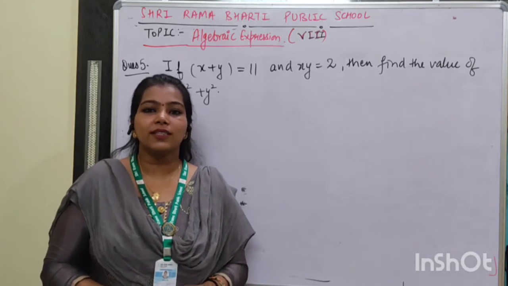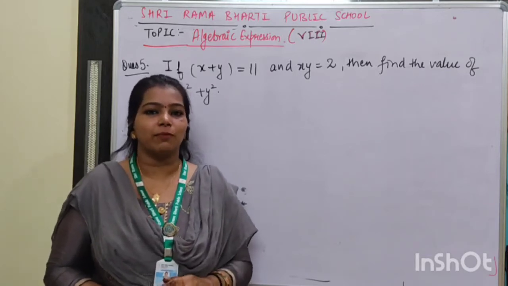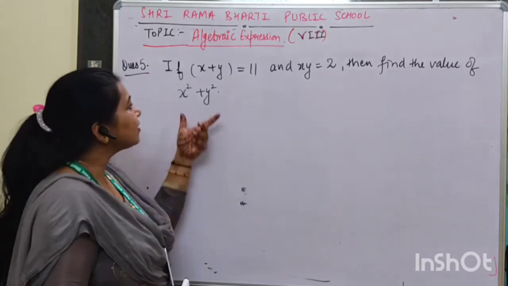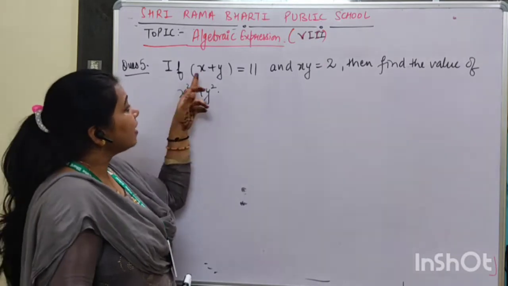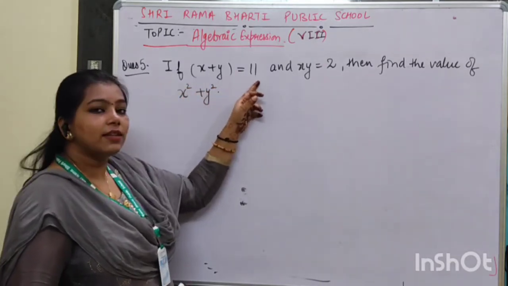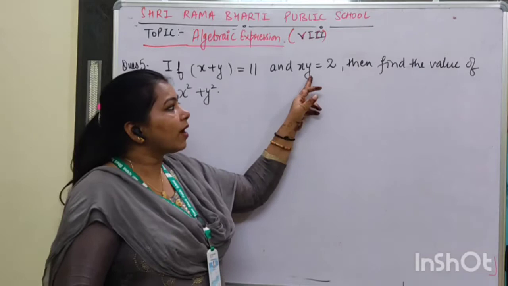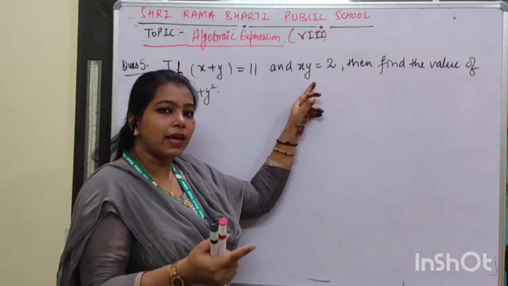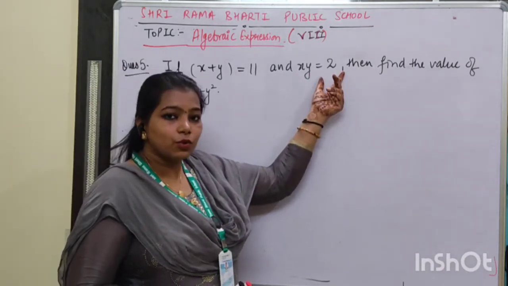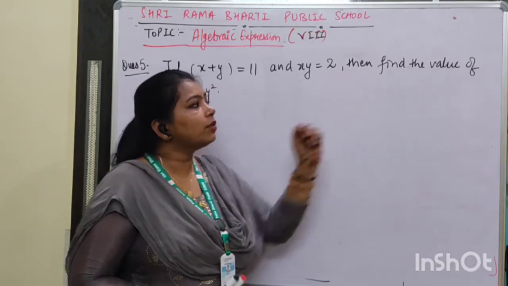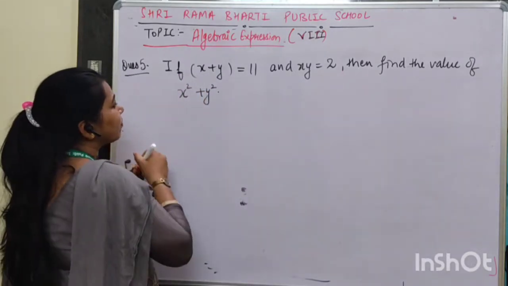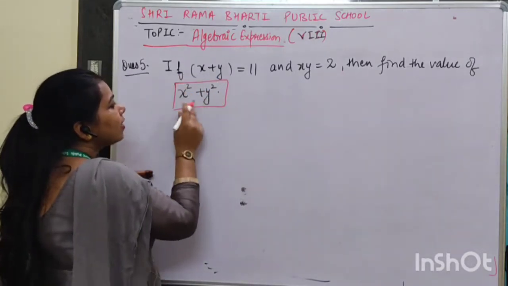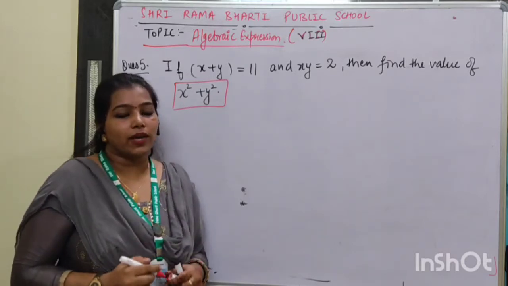Today we are going to discuss few questions of your exercise 5.3 and the question is this: if x plus y equals 11 and xy, means x multiply y, gives us 2, then we have to find out the value of x square plus y square.